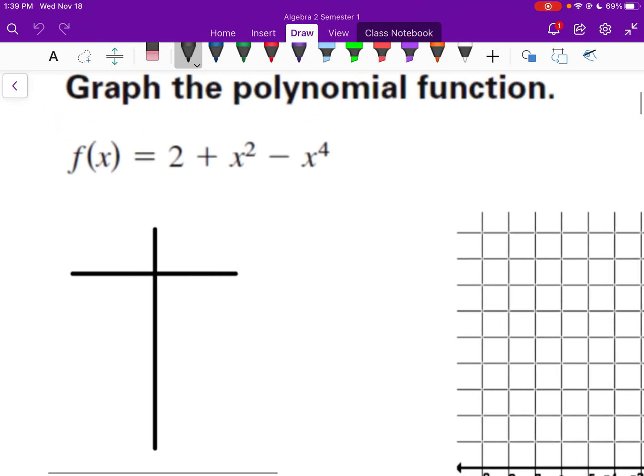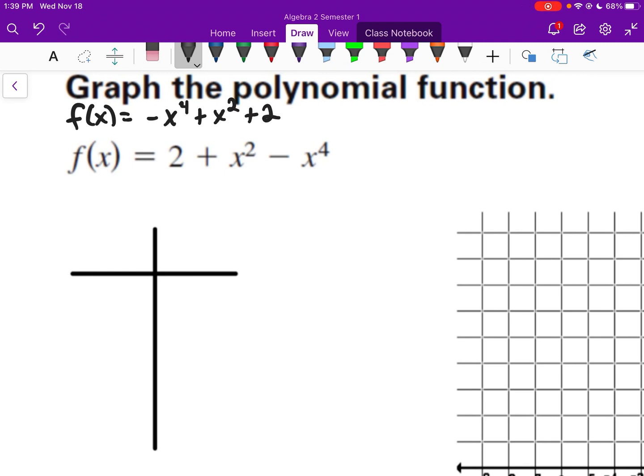To start off, what's going to be best is if we get our function into standard form. Again, the term that has the largest exponent will go first. So in this case, that's negative x to the fourth plus x squared plus 2.